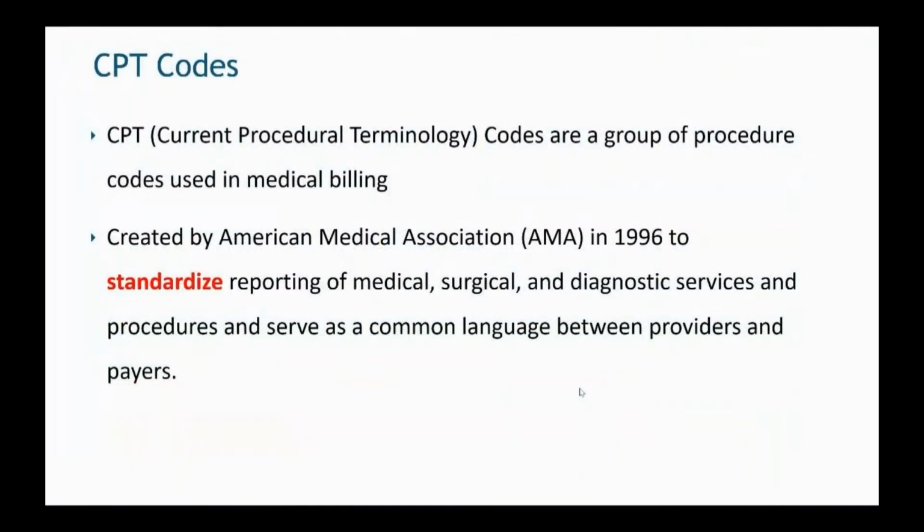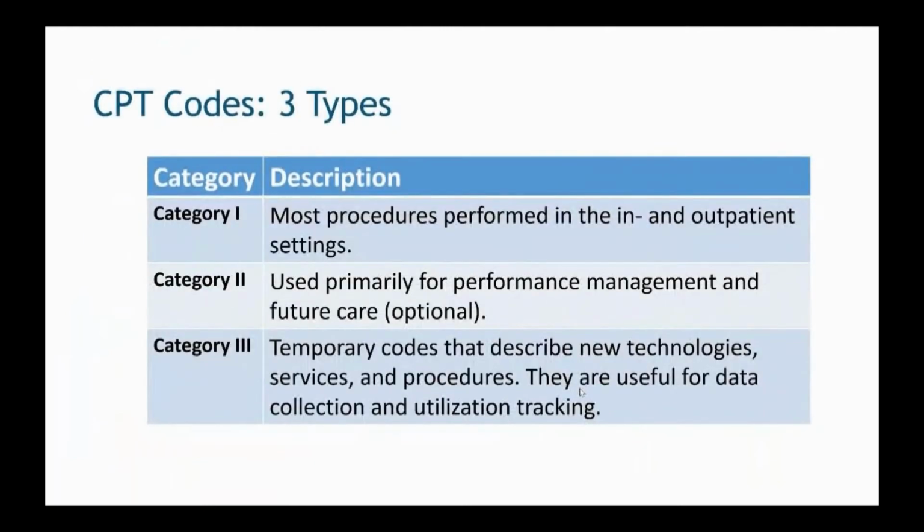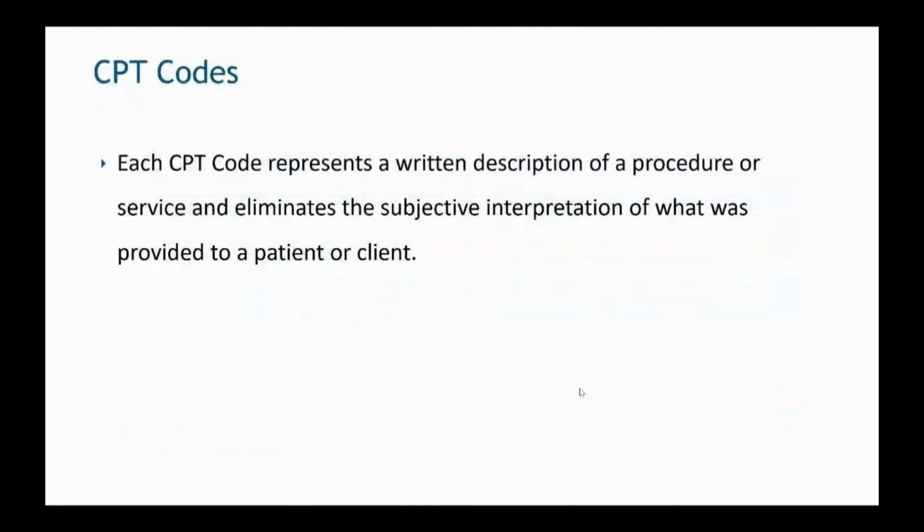Okay, CPT codes, that stands for Current Procedural Terminology Codes. These are a group of procedure codes used in medical billing. They're created and owned by the American Medical Association, and they're used to standardize reporting of medical, surgical, and diagnostic services and procedures and serve as a common language between providers and payers. They're the most commonly used codes on claims. Now, there's 3 types of CPT codes, Category 1, Category 2, and Category 3. Let's look at all 3 of them.